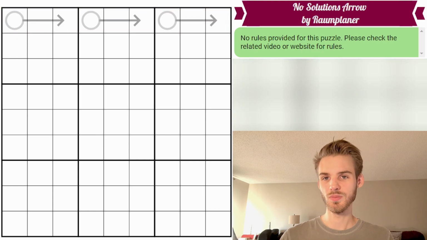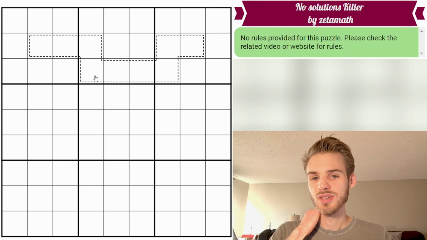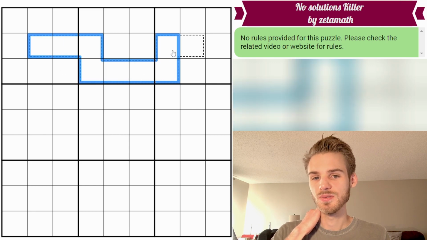All right, moving on from Raumplaner's nice arrow no solutions to a zetamath killer. So in this no solutions killer by zetamath, we cannot repeat a digit in this 9-cell cage.